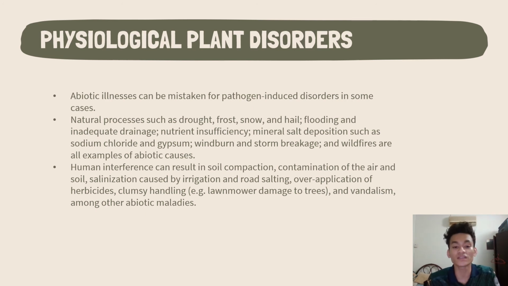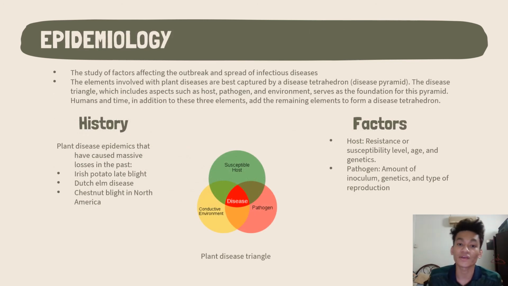Human interference can also result in soil compaction, contamination of the air and soil, salinization caused by irrigation and road salting, over-application of herbicide, clumsy handling such as lawn mower damage to trees, and vandalism, which are included in the abiotic causes.